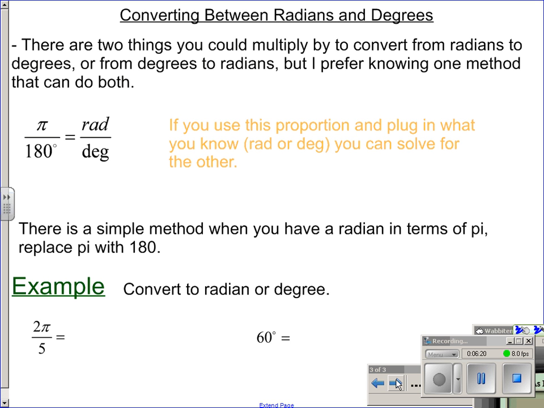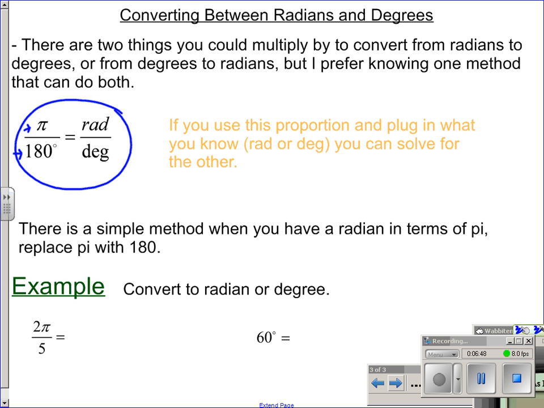The paper that you're going to get in class, it'll show you what you can multiply by to do this, but it's two different things, depending on if you go from degrees to radians or the other way around. I don't like to have a bunch of stuff that I got to memorize for this thing or that thing. Here you go. Here's one thing that will allow you to convert between radians and degrees. This ratio.